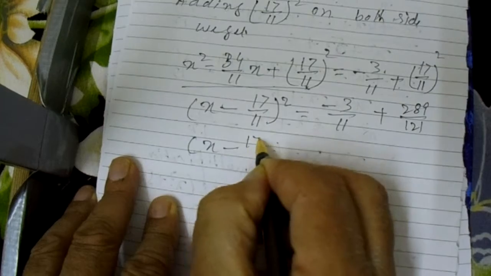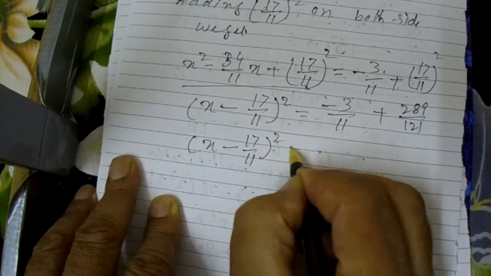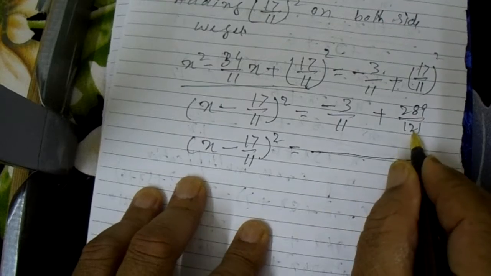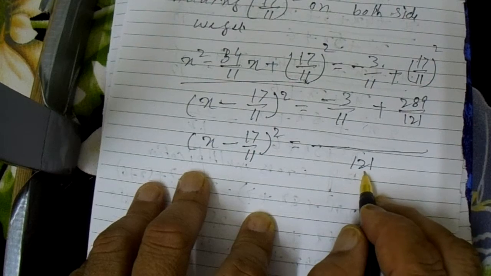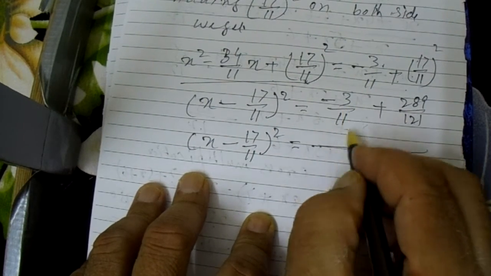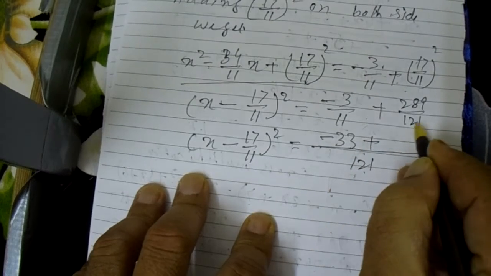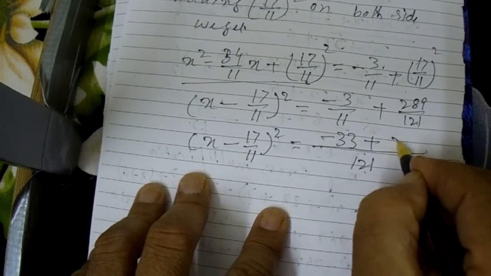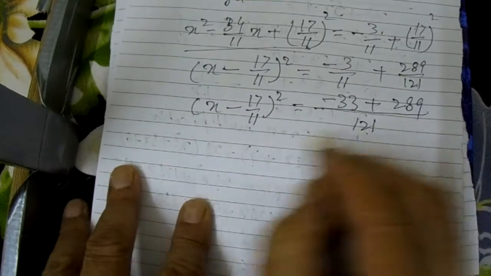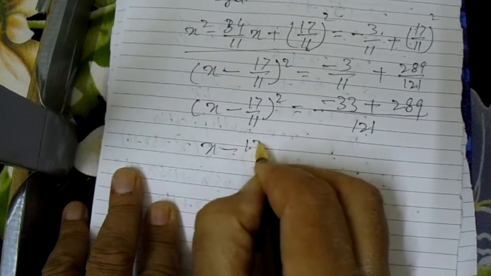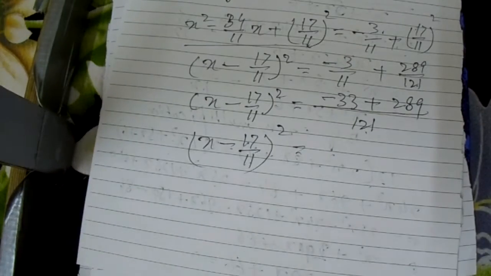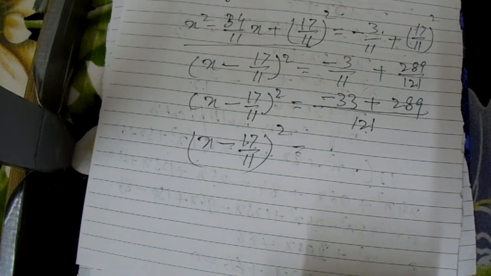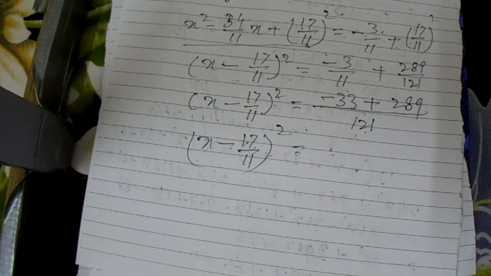x minus 17 over 11 whole square is equal to, now we have the LCM of 121. 121 divided by 11 we get 11. 11 multiplied by 3 is 33 with minus, and 121 divided by 121 we have 289. Now again, x minus 17 over 11 whole square is equal to, you take minus 33, this 33 is equal to 256.